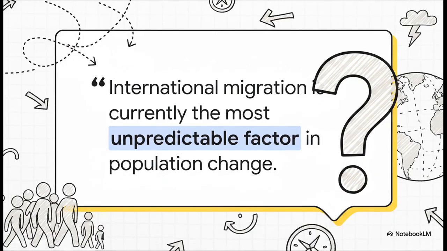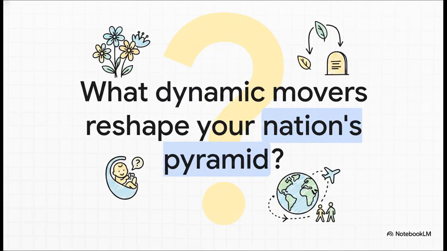Here's the catch, though. International migration is totally unpredictable, making long-term demographic forecasting a massive headache. So, natural increase or migration, which of these dynamic forces is actively reshaping your country's future right now?